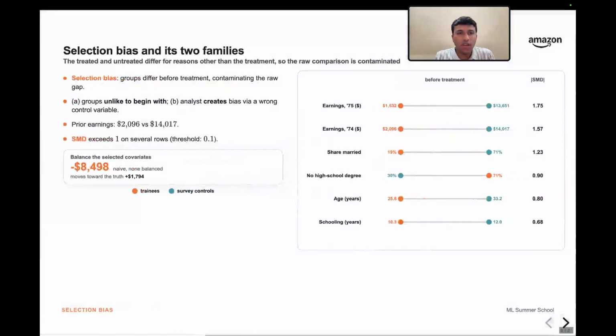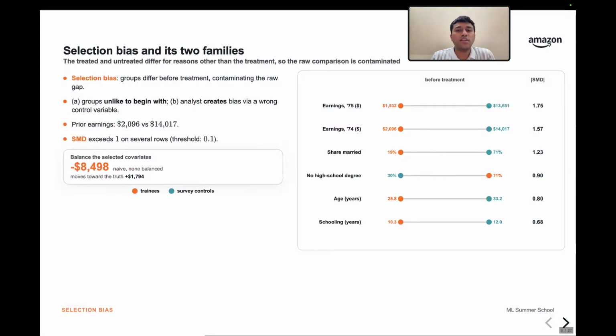Let's now quickly look at some of the problems that we can run into when we are trying to work with these observational data sets to come up with these estimates, right? So the very first problem that we can come up with is the selection bias, right?